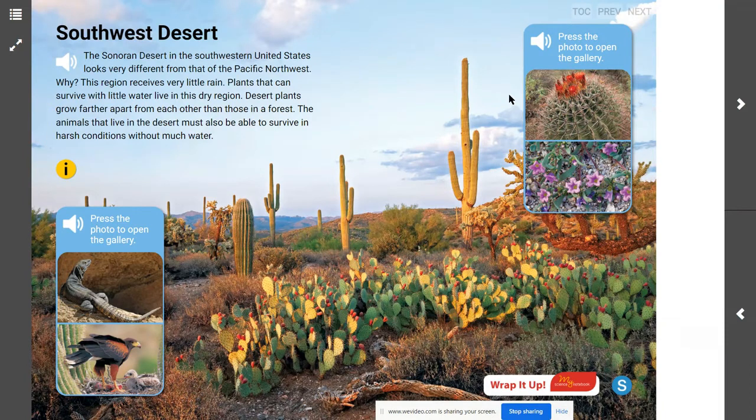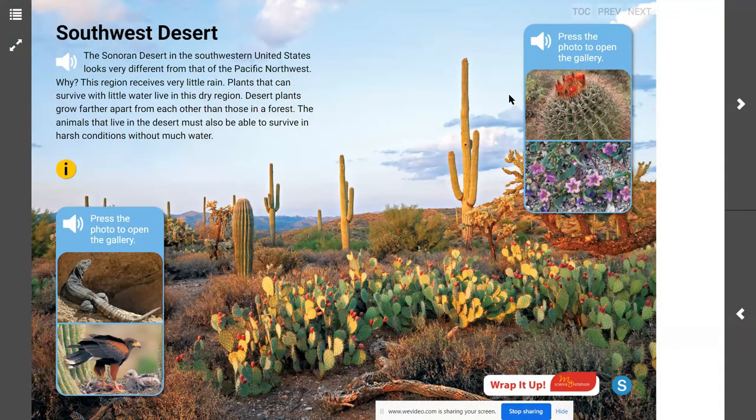Some plants grow far apart so they don't have to compete as much for water. Some plants are able to survive because they store water in their stems, and some bloom and grow only after it rains. There's many different ways in which plants are able to survive in a desert.